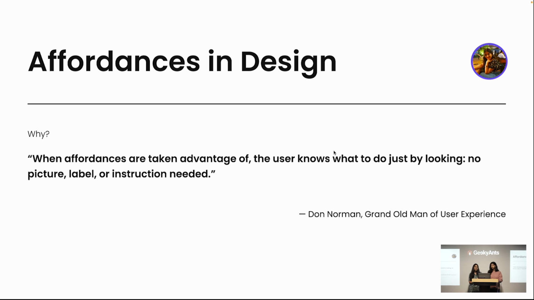So this is a term coined by Don Norman. He is the director of the design lab at University of California. He is best known for his books on design, especially The Design of Everyday Things, from where these words are from. Don Norman says that when affordances are taken advantage of, the user knows what to do by just looking. No picture, label, or instruction is needed.